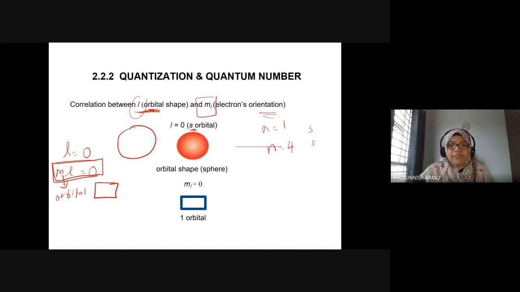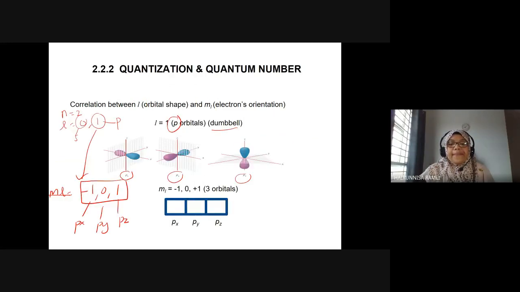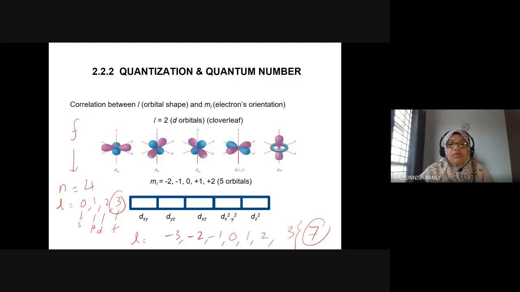shape. S, P. Okay, but for this one at least you know that ML for L equals to 2 has 5. Do you see the five? There are five houses here. Okay, total is 5.